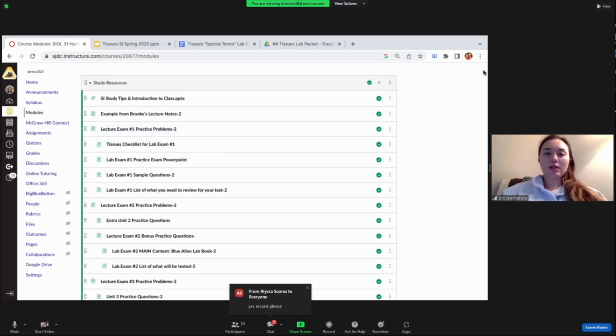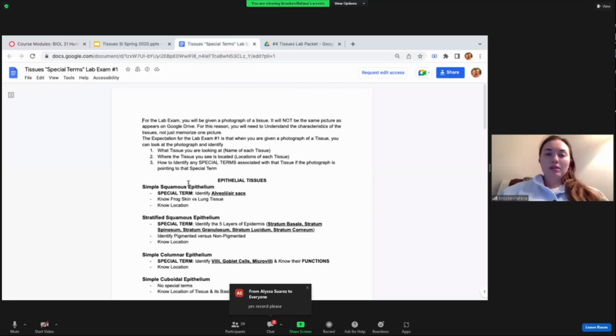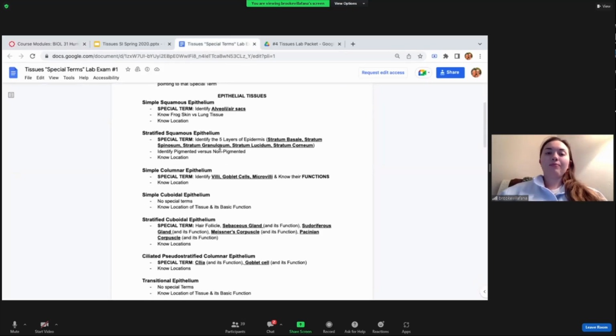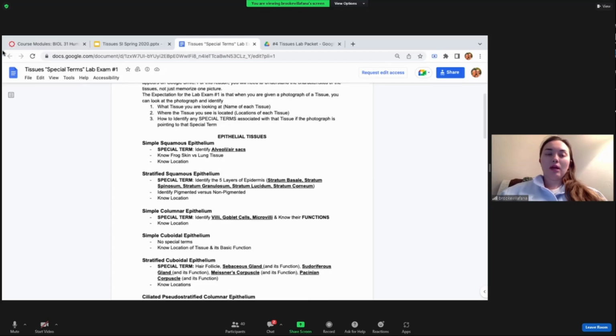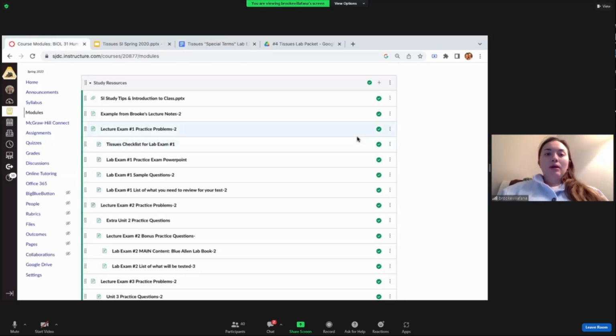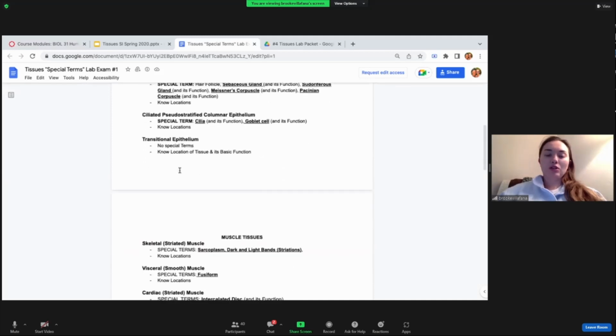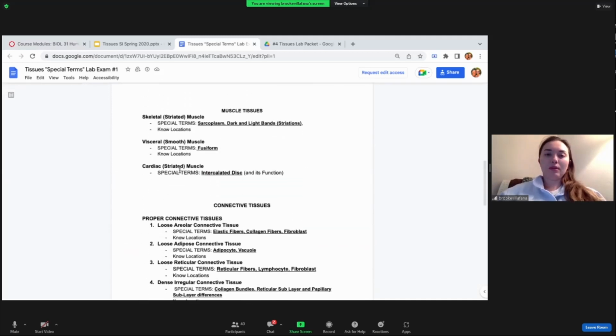If you click on that, it pulls up this document, and this document is like a study guide of what you should know for the tissues portion of the lab exam. I guess we should rename it Tissues Study Guide for Lab Exam 1. Does that make sense? If you read through here, it tells you what you need to know for each tissue found in the packet.